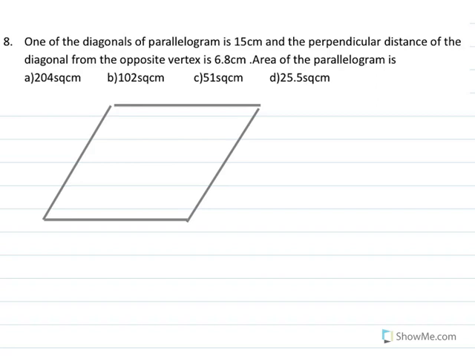One of the diagonals of a parallelogram, so we have a parallelogram, let's put it ABCD. One of the diagonals is 15, so we'll mark that. Here is a diagonal and this is 15.